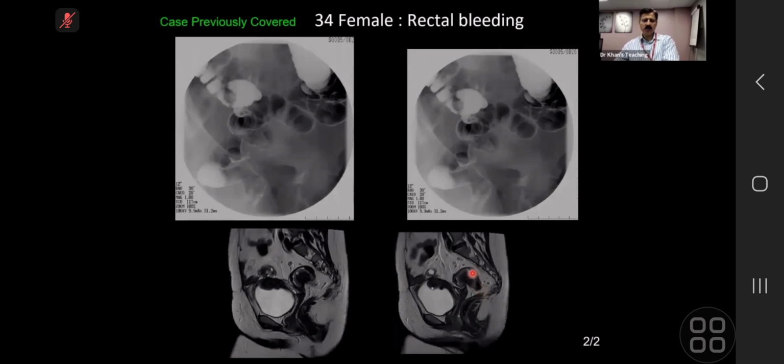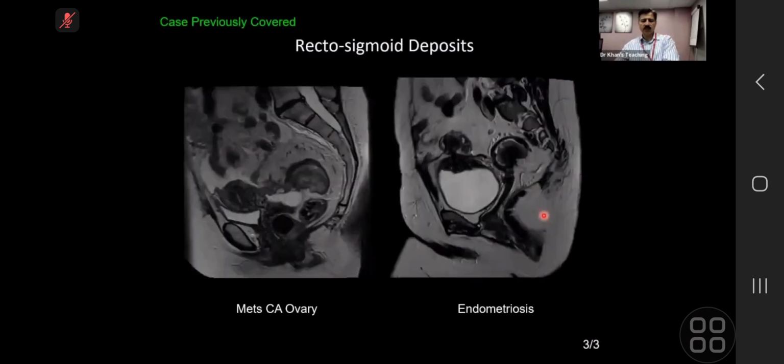The same case on barium examination, and you can see this serosal surface indentation. I also told you that malignancies appear high signal or intermediate signal on T2 weighted. So this is a deposit of the ovarian carcinoma metastasis, which is sitting there. Look at the signal. This is intermediate signal. This is low signal. So this is different than this.